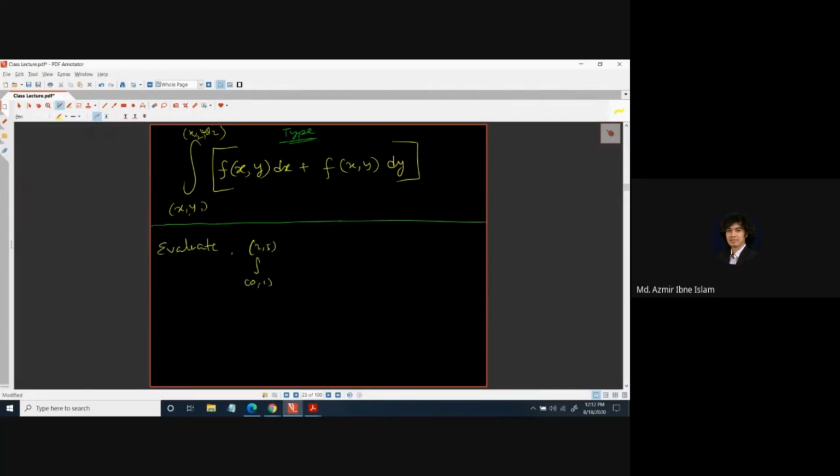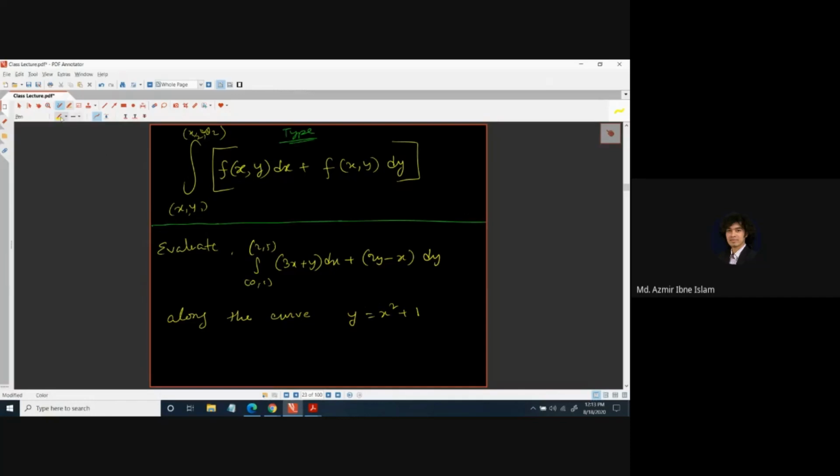Integration from (0, 1) to (2, 5) of (3x plus y) dx plus (2y negative x) dy, along the curve y equal to x squared plus 1. So we have to evaluate this one.